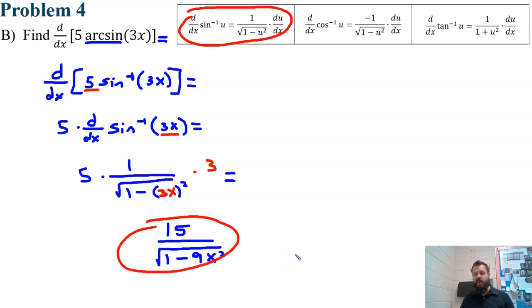All right, so there's a few examples of using our derivatives of our trig inverses. Okay, there's also a part C and D to this lesson. So why don't you go ahead, pause the video, give those a shot, and then hit play to check your answer.